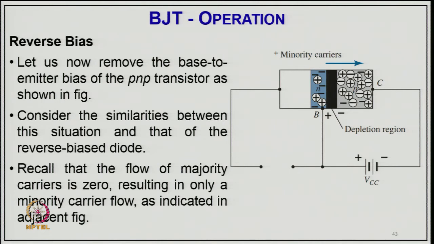Now, let us remove the base to emitter bias of the transistor as shown, and consider the similarity between this situation and that of a reverse biased diode. Recall that the flow of majority carriers is 0 now, resulting in only minority carrier flow, as indicated here. So, it is only minority carriers that flow, because the positive polarity is connected there.